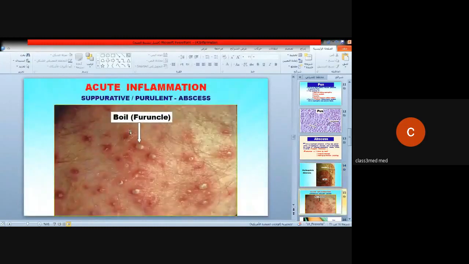This slide shows suppurative inflammation of the hair follicle, and this is the skin. Multiple abscesses are formed within the hair follicle, which is called a boil or furuncle. The boil or furuncle is an abscess of the hair follicle. This especially occurs in children in hot weather. There is infection by Staphylococcus aureus of the hair follicle, producing small localized abscesses within the hair follicle.